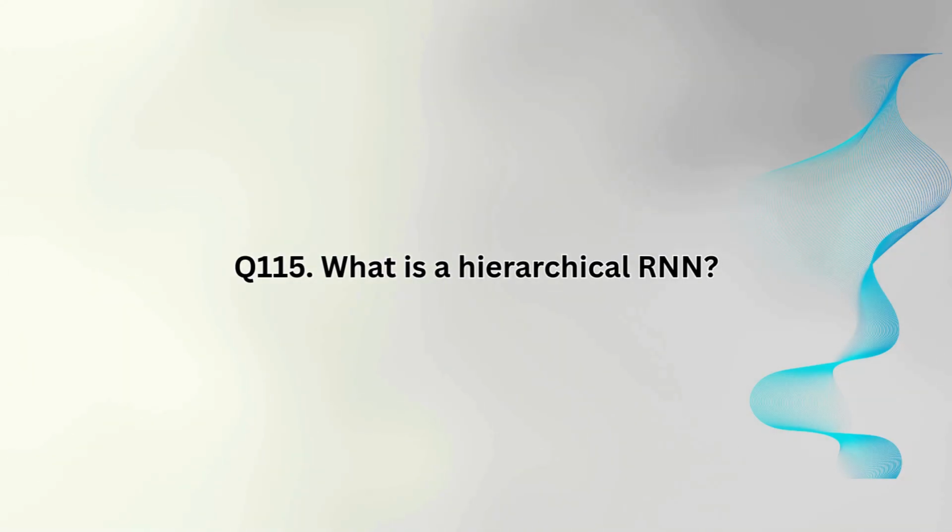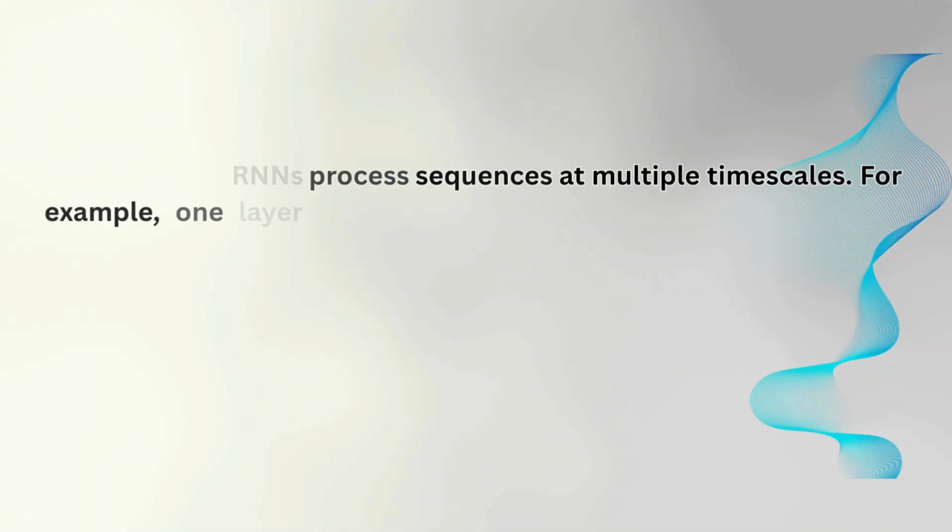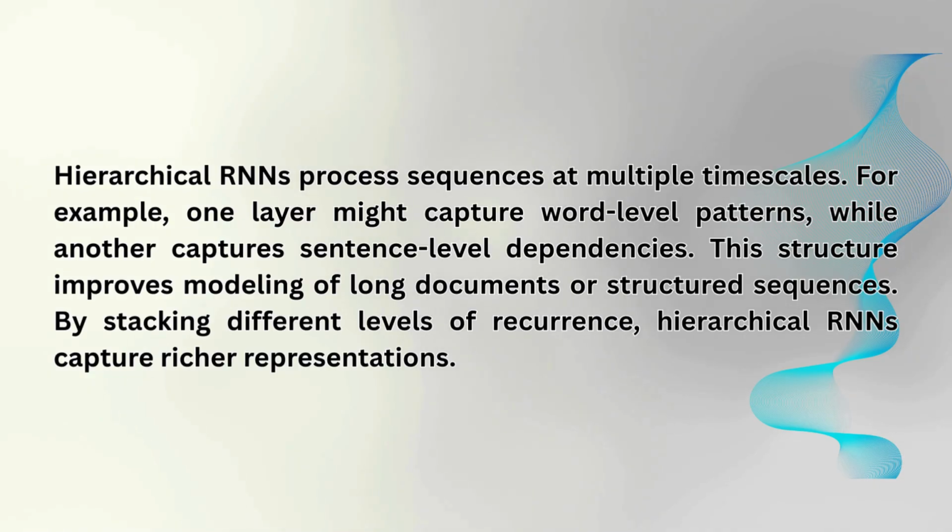What is a hierarchical recurrent neural network? Hierarchical RNNs process sequences at multiple timescales. For example, one layer might capture word-level patterns, while another captures sentence-level dependencies. This structure improves modeling of long documents or structured sequences. By stacking different levels of recurrence, hierarchical RNNs capture richer representations.